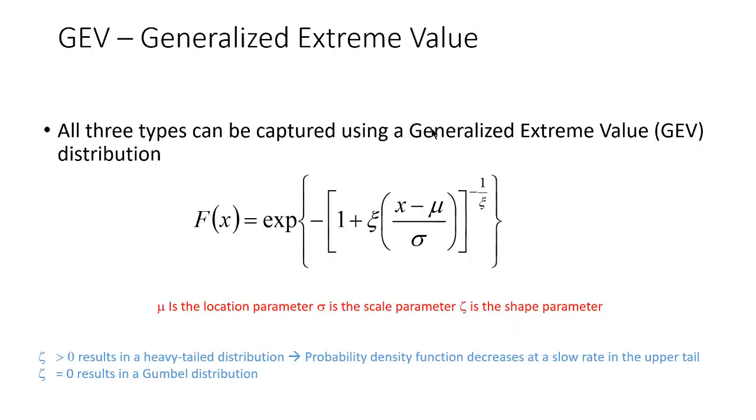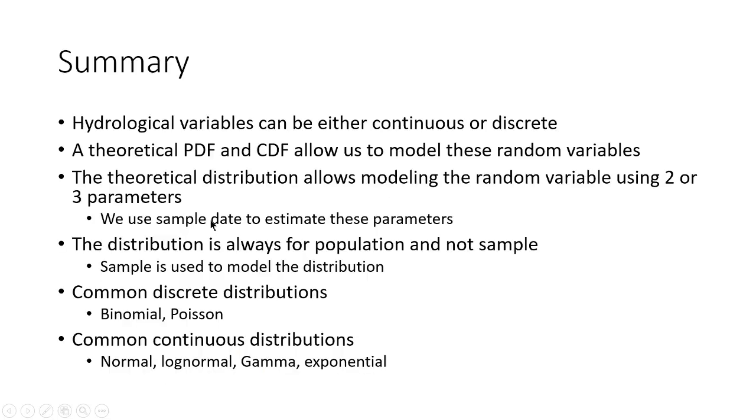All these types of distributions can be captured using what's called a generalized extreme value distribution, or GEV. Mu is the location parameter, sigma is the scale parameter, and then you also have a shape parameter. So if we put that shape parameter equal to 0, you get the Gumbel distribution, and if it's greater than 0, then you get a heavy tail distribution. And so you can model various types of phenomena with this 3-parameter generalized extreme value model. Again, this is F of x, which means we're looking at cumulative distributions.